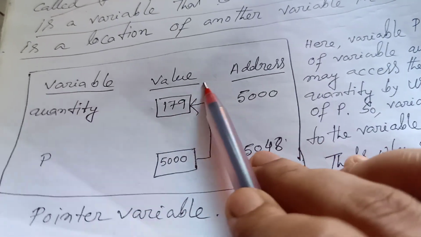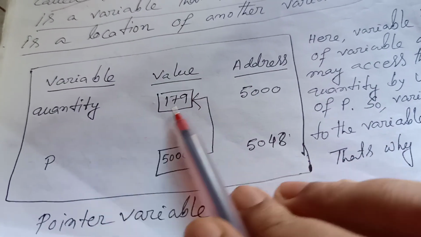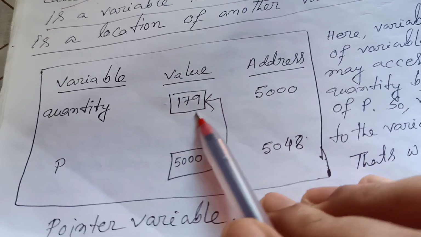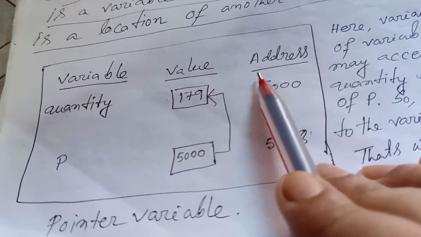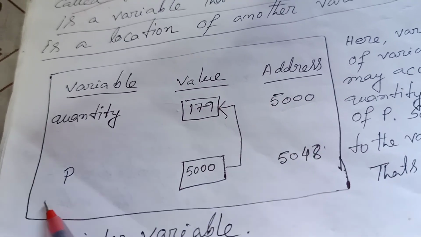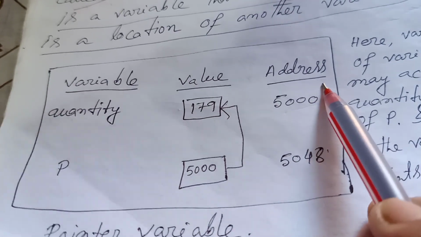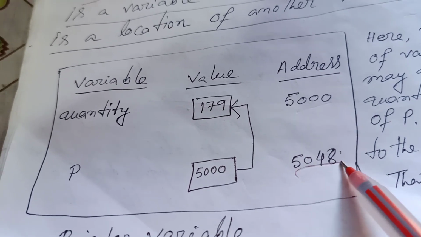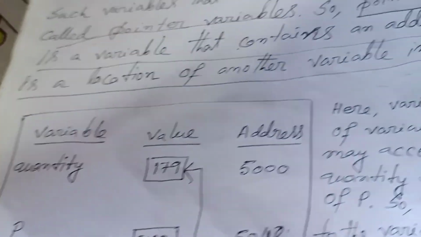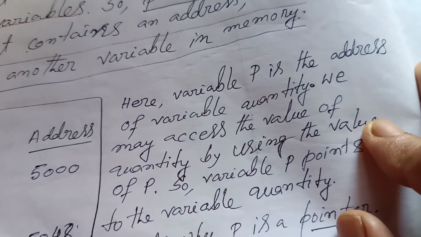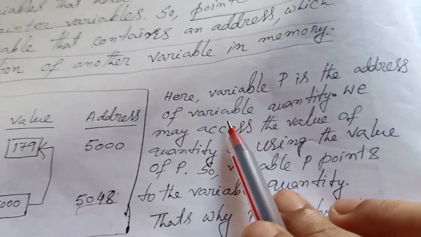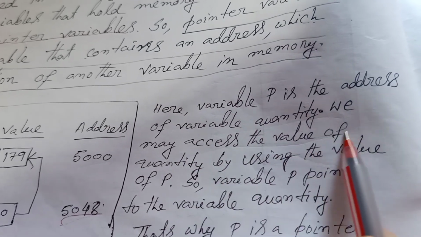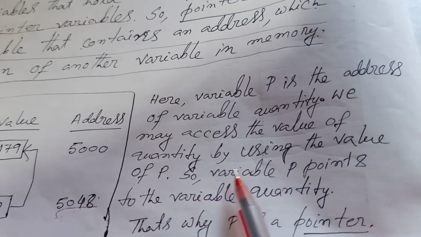So, variable value, pointer variable in a pictorial diagram. The quantity holds the value 179 and its address is 5000. Another variable P contains the address of the quantity, and here we mention the address of P. So variable P holds the address of variable quantity. We may access the value of quantity by using the value of P.